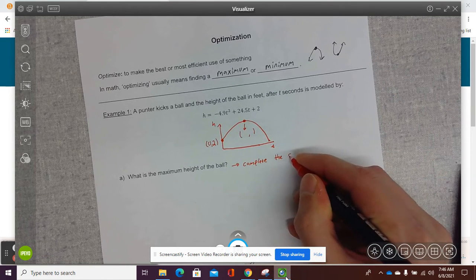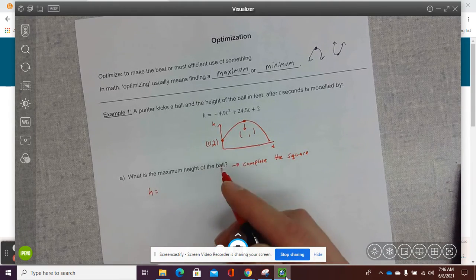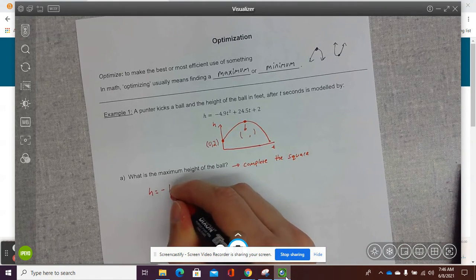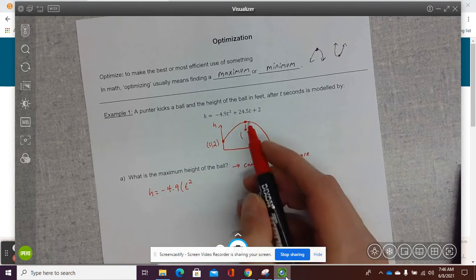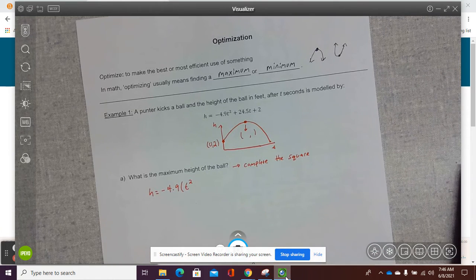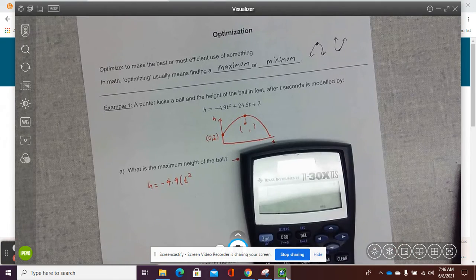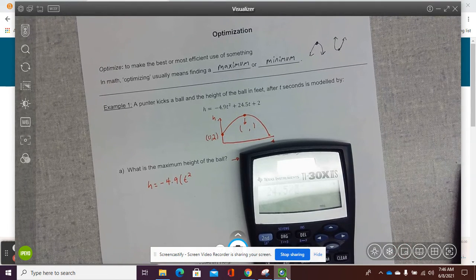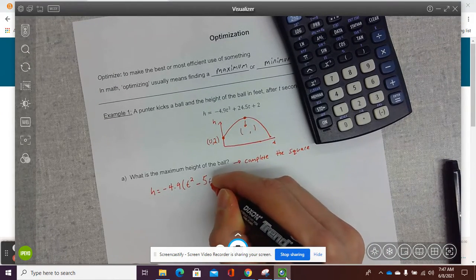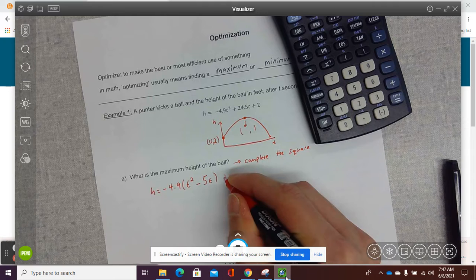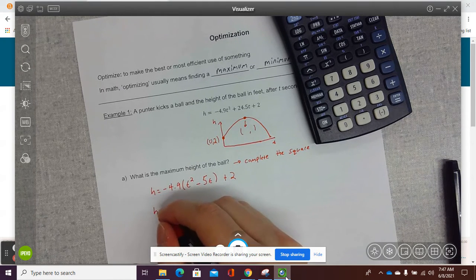Anytime we're looking to find a vertex or to find an optimum, it probably makes sense to complete the square. So I'm going to factor out the negative 4.9 from the first two terms. So I'm left with t squared, and then positive 24.5 divided by negative 4.9. We could use our calculator. So 24.5 divided by negative 4.9, I've got t squared minus 5t. And I'm always going to leave my third term outside the brackets because we're going to want it by itself at the end anyway.